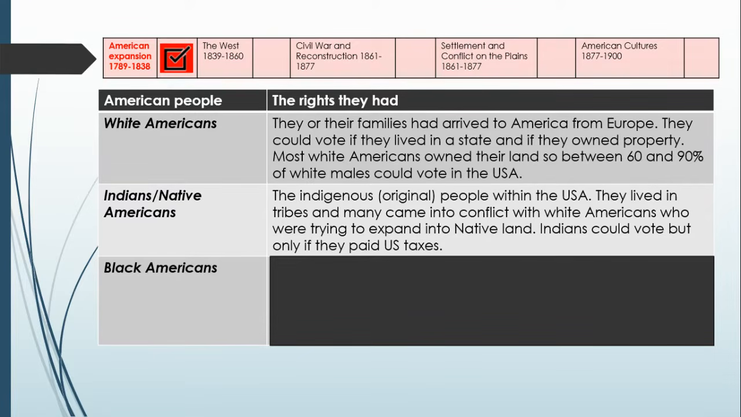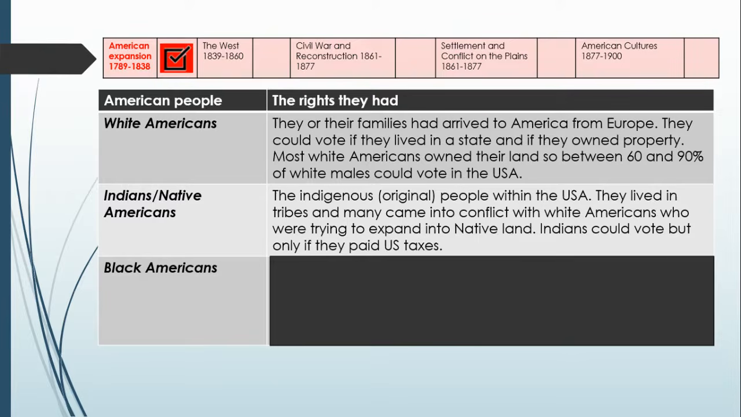They lived in tribes, and many came into conflict with white Americans who were trying to expand into native land. Because they'd always been there, when the white Americans started to arrive from places in Europe, these natives desperately tried to hold on to their land, and unfortunately they end up in conflict as a result of that. The natives can vote, but only if they pay US taxes, so many don't have the right to vote.